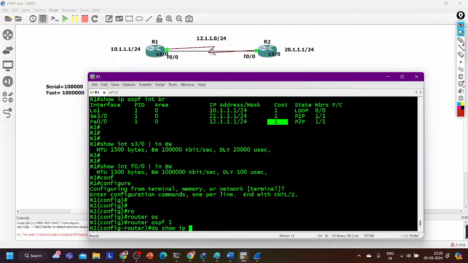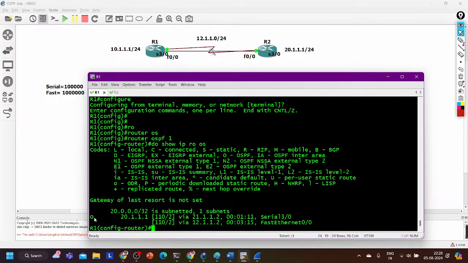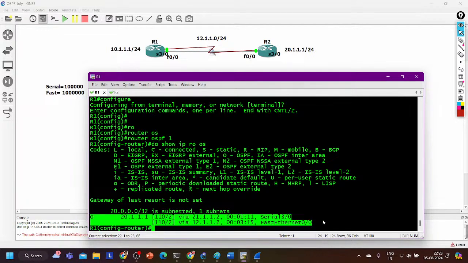So say router OSPF 1, and in this scenario it will perform load balancing. So show IP route OSPF. Now you can see router 1 is performing load balancing. It has installed both paths in its routing table, right? It is performing which type of load balancing? Per packet or per destination?